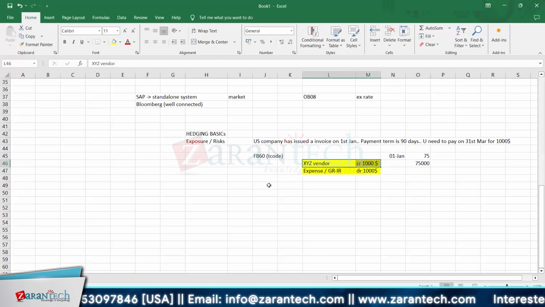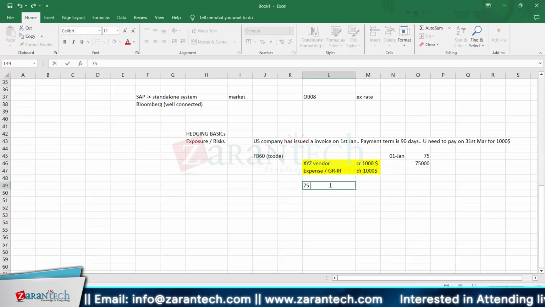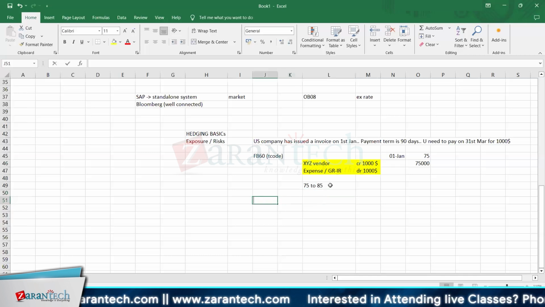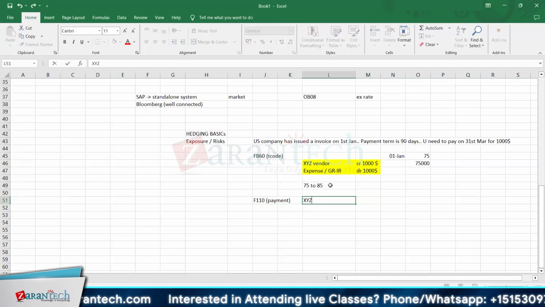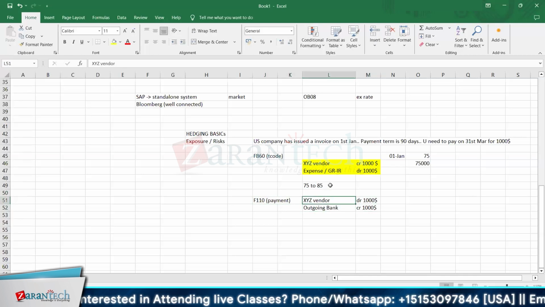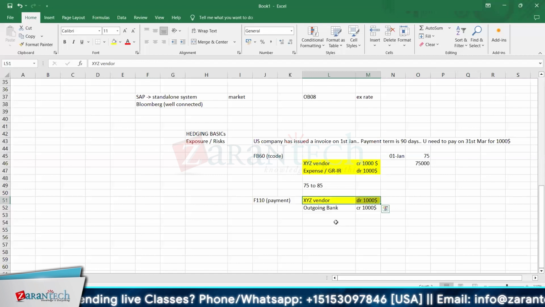But unfortunately, let's say the dollar was previously 75, and now it has become, let's say, 85 in a span of 3 months. So now when you're making the payment, you still have to make the payment of $1,000. The XYZ vendor will be debited $1,000, and let's say your bank is credited. So in such cases, what happens? You still have to make a $1,000 payment to this particular vendor, because they issued the invoice in $1,000, and they're expecting the payment in $1,000.